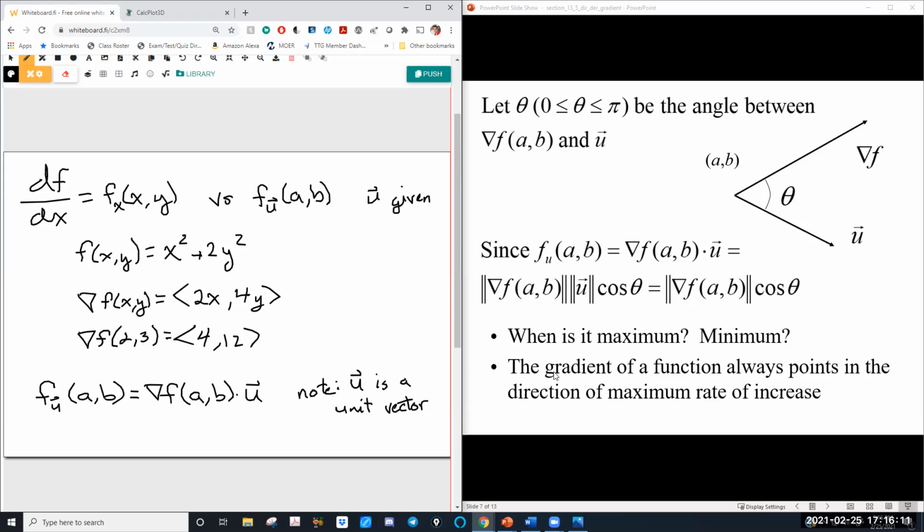So again, a tool that's very easy to find if we know how to do partials is very powerful. Now here's a couple things to think about. Now it's at a minimum. Zero is actually not the minimum, because if theta is pi or 180 degrees, cosine would be negative, and that's when the directional derivative will be at a minimum, going 180 degrees in the opposite direction of u. So if the gradient points in the direction of maximum increase, the negative of the gradient points in the direction of maximum decrease, the maximum rate of decrease. Just like the gradient points up the mountain the fastest, the negative of the gradient, in other words changing the sign on all the components, points down the mountain the quickest.